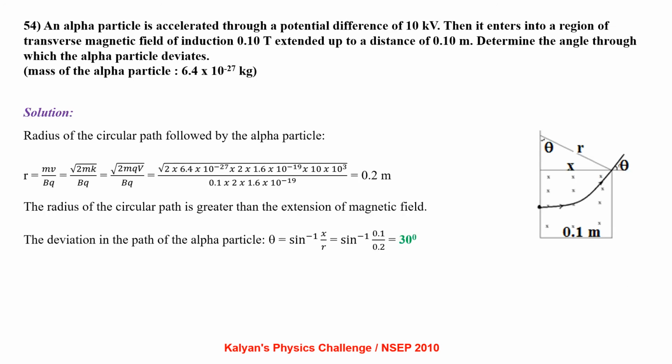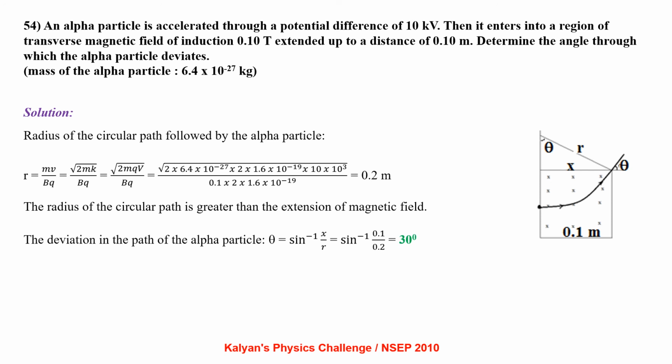An alpha particle is accelerated through a potential difference of 10 kilovolt. Then it enters into a region of transverse magnetic field of induction 0.1 Tesla, extended up to a distance of 0.1 meter. Determine the angle through which alpha particle deviates. Mass of the alpha particle is given to be 6.4 into 10 power minus 27 kg.